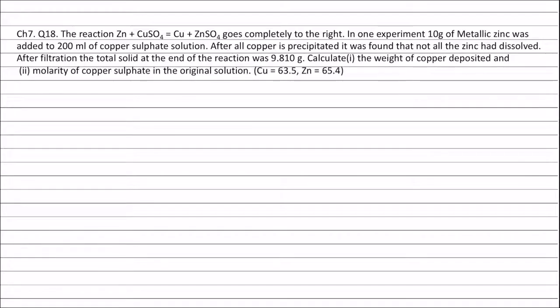After filtration, the total solid at the end of the reaction was 9.810 gram. Calculate first the weight of copper deposited and second molarity of copper sulfate in the original solution. Atomic weight of copper is given as 63.5 and atomic weight of zinc is given as 65.4. The reaction is zinc plus copper sulfate forming copper plus zinc sulfate.